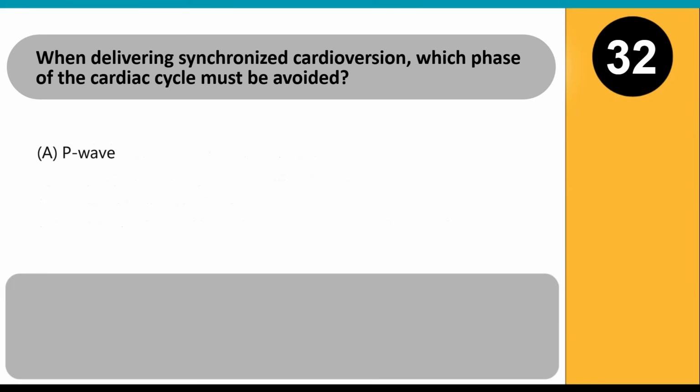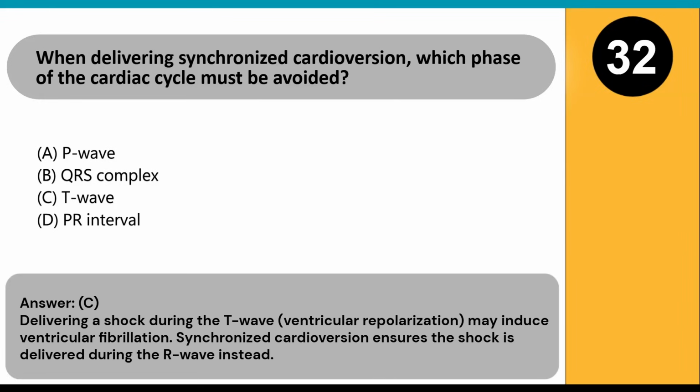When delivering synchronized cardioversion, which phase of the cardiac cycle must be avoided? A. P-wave. B. QRS complex. C. T-wave. D. PR interval. Answer: C. Delivering a shock during the T-wave, ventricular repolarization, may induce ventricular fibrillation. Synchronized cardioversion ensures the shock is delivered during the R-wave instead.